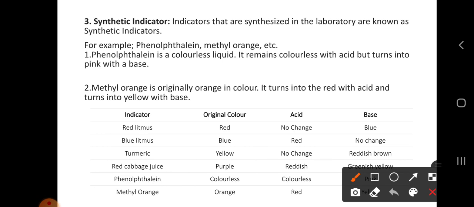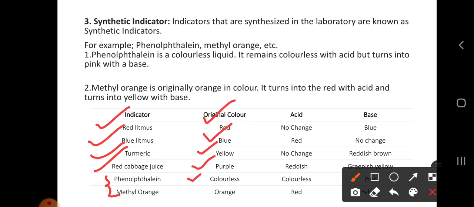We have some indicators: red litmus, a natural indicator; blue litmus, a natural indicator; turmeric, a natural indicator; red cabbage juice, a natural indicator; and phenolphthalein and methyl orange, both man-made or synthetic indicators. What are the original colors of these indicators? Red litmus is red, blue litmus is blue, turmeric is yellow, red cabbage juice is purple, phenolphthalein is colorless, and methyl orange is orange.